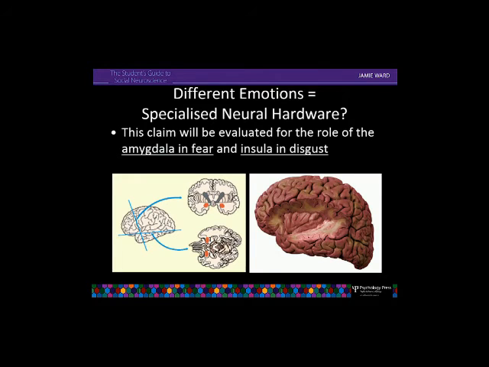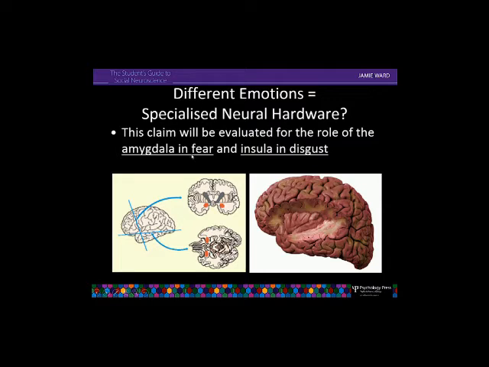So what is the evidence for this? How can we contrast some of these theories? Well, we can take certain regions and ask what do they do, and are they specialized for one emotion or not? The two I will look at, because there's the best evidence for them, is what does the amygdala do? And in particular, is it specialized for fear, or does it have a much broader role?